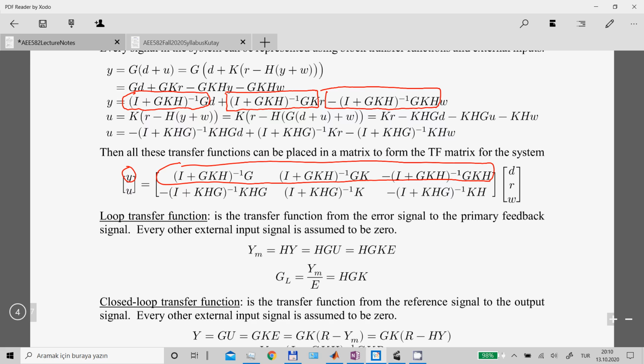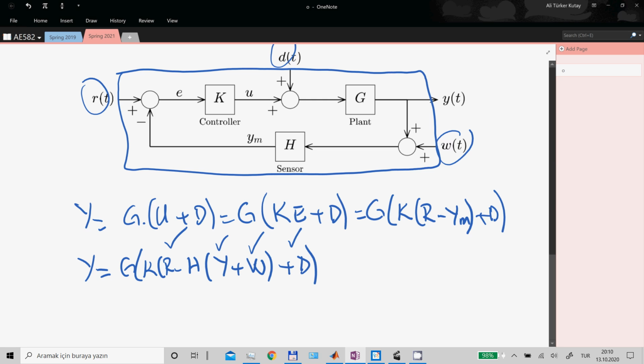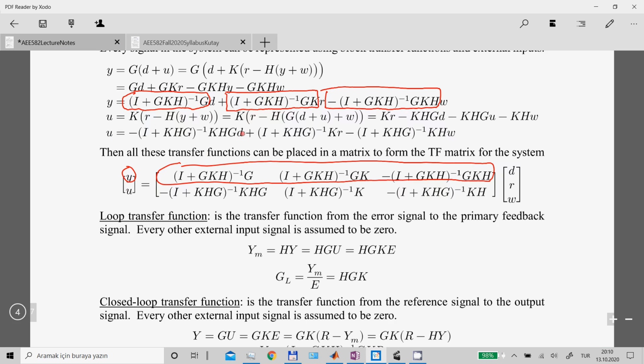Okay, so in this course, we will be talking about the loop transfer function, and it is not really easy to find a definition for that. I don't think it is mentioned in many other control courses. So let's define what a loop transfer function is. It is defined as the transfer function from the error signal to the primary feedback signal. Let's go back to the block diagram. This is the input, and the output is the primary feedback signal Ym. So if you write the transfer function between those two, what you get is called the loop transfer function.